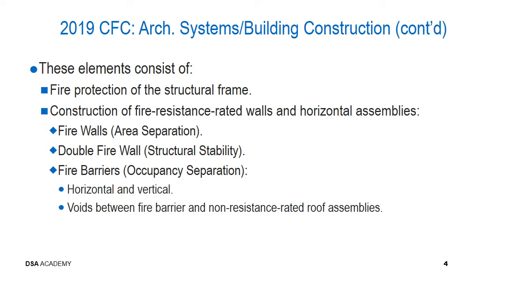Fire barriers, another form of fire resistance rated wall, commonly known as occupancy separation walls, can be horizontal and vertical. Voids between fire barriers and non-fire resistance rated roof assemblies must be constructed appropriately. Refer to Section 706.2 of the California Building Code for structural stability criteria. This is the section that permits NFPA 221 designs to be deemed compliant with this criteria.